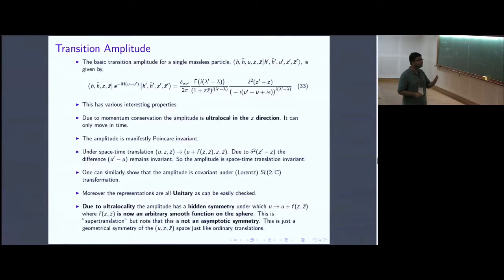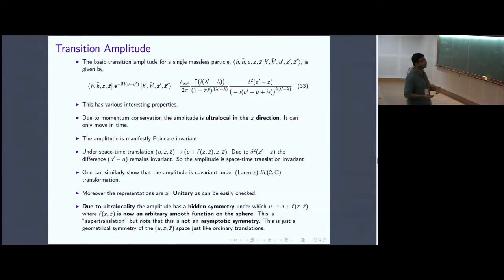Now, why can't f be a function of u? Because if f is a function of u, then this is not an invariant quantity. One has to realize that this is a spinless particle, so this is supposed to be invariant under this translation. If I make f u dependent, then this amplitude is not invariant, but under any translation of this form, where f z z bar is an arbitrary smooth function on the sphere, it is. So you can call this a supertranslation.